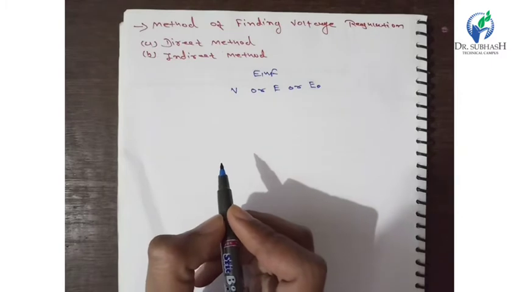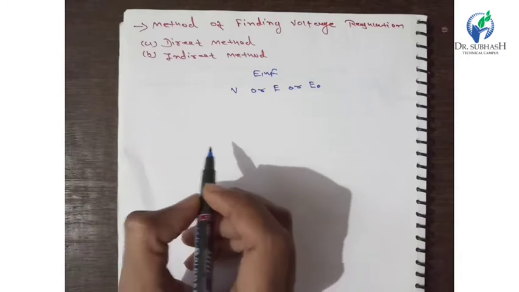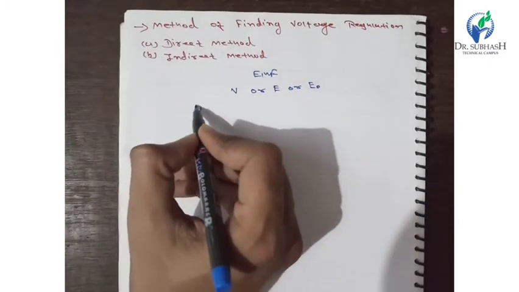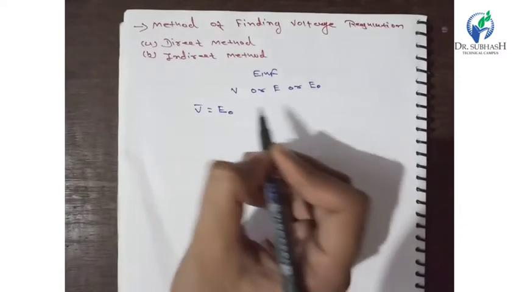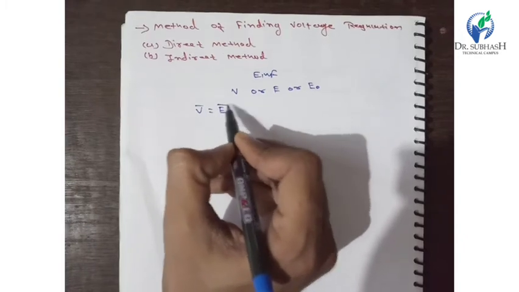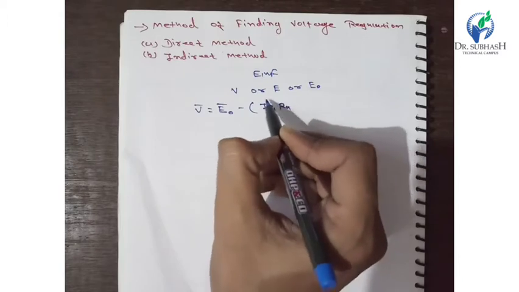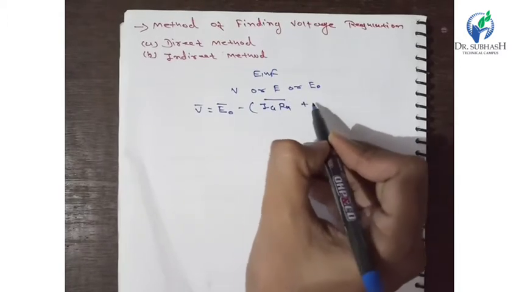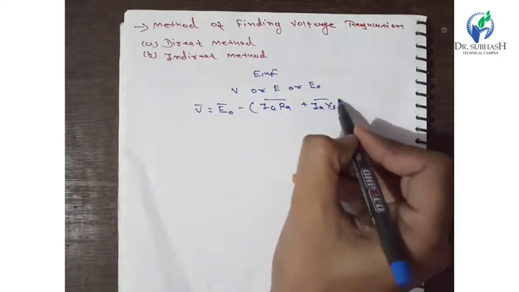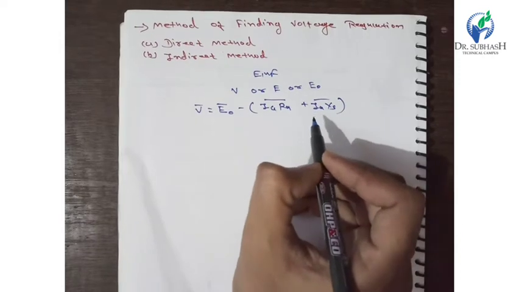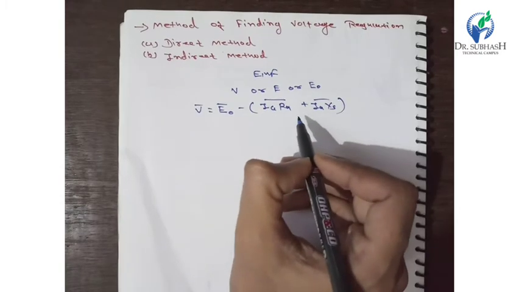to reduce the voltage. So for the voltage in the reduced condition, we can write V bar. So V bar is equal to E0 bar minus IA into RA bar plus IA into XS bar. Here these are the losses of the armature in the terminal voltage. So this is the total EMF and this is the losses.